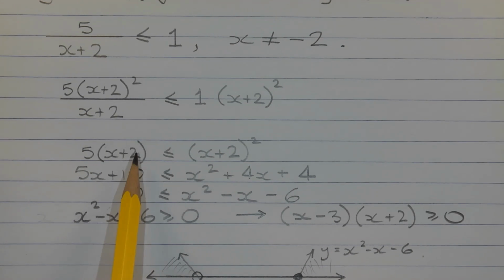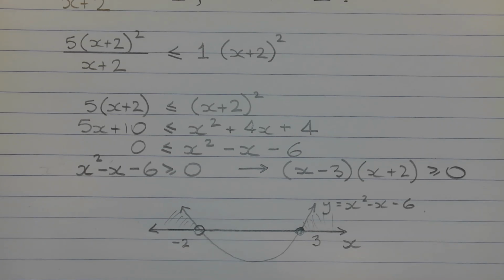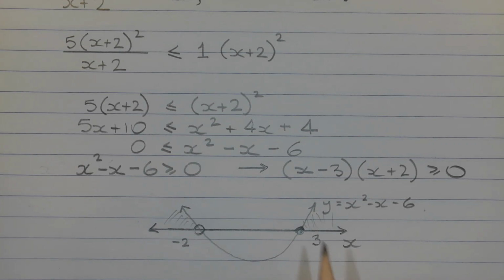Expanding both the left-hand side and the right-hand side, we get 5x plus 10 less than or equal to x squared plus 4x plus 4. Now collecting the like terms, we get 0 is less than or equal to x squared minus x minus 6. Now writing it such that the quadratic expression is on the left-hand side, we have x squared minus x minus 6 greater than or equal to 0. And expressing the quadratic expression in factor form, we have x minus 3 in brackets times x plus 2 in brackets greater than or equal to 0.